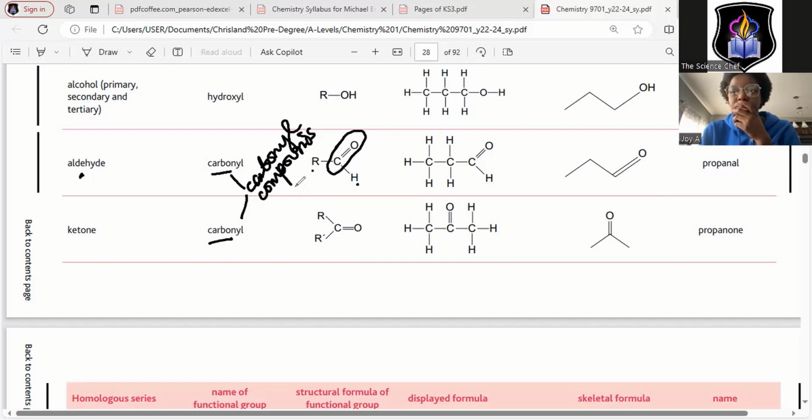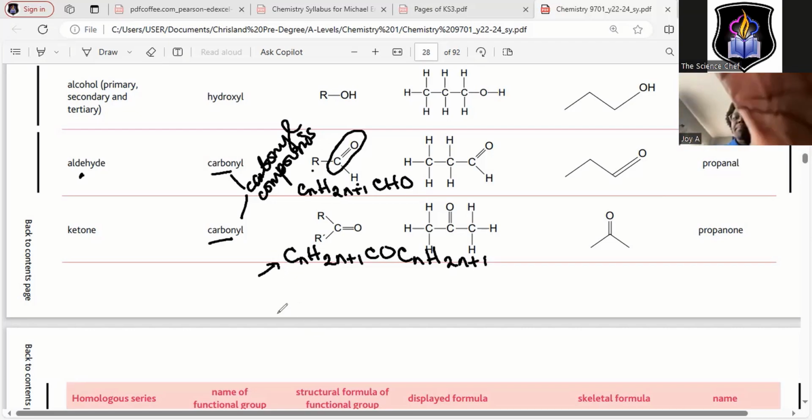So this aldehyde was CnH2n+1CHO. Well, this one is what? CnH2n+1 CO CnH2n+1. So this is the general formula for ketones. General formula for ketones. Are we good? Yes, sir. Are you enjoying the class? Yes, sir. Okay. All right.